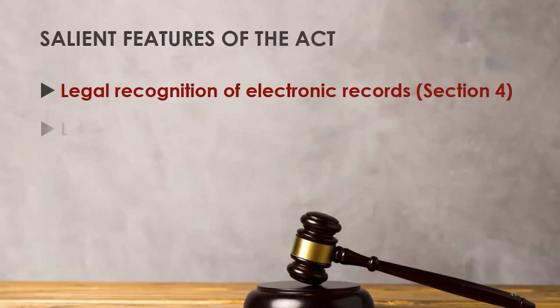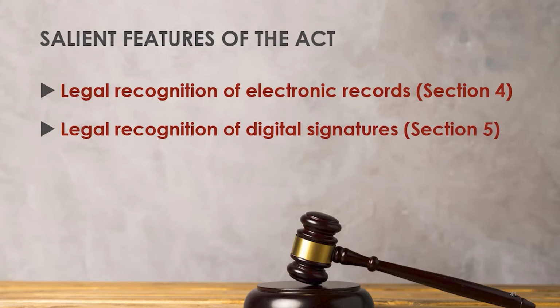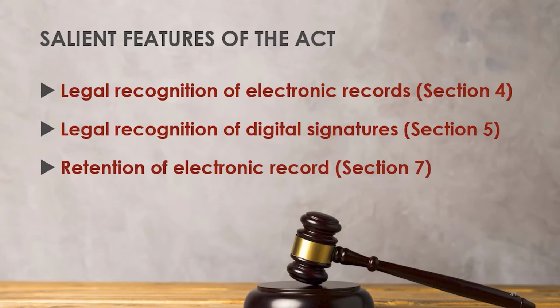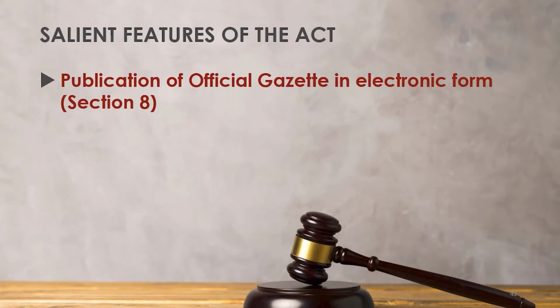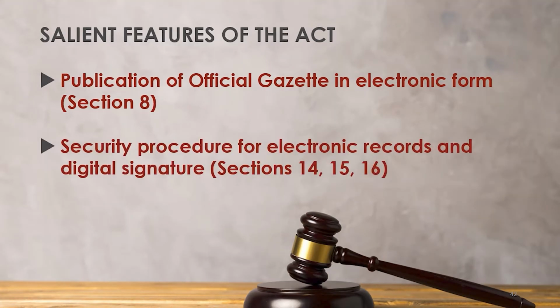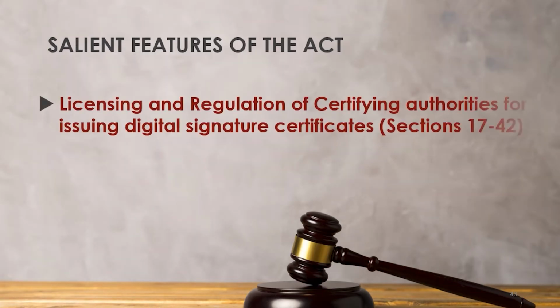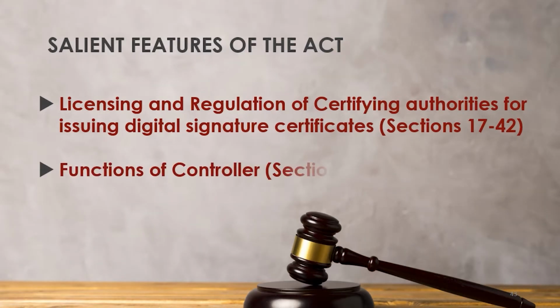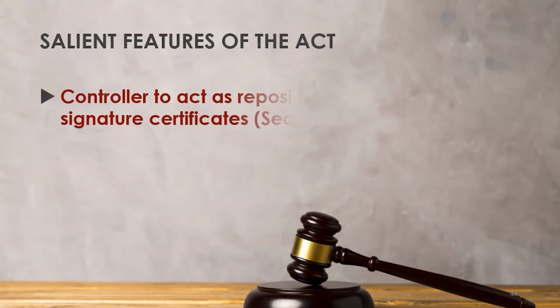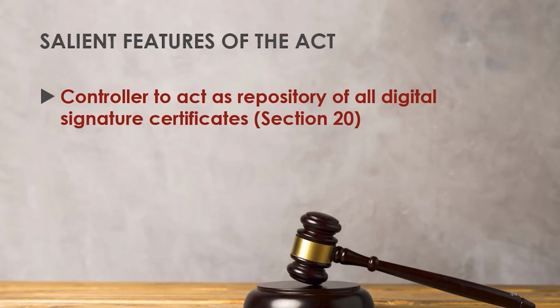And if you look at further, legal recognition of electronic records and legal recognition of digital signature has been given in section 5, and retention of electronic records section 7, and publication of official gazette in electronic form, that is section 8, and security procedure for electronic records and digital signature sections 14, 15 and 16, licensing and regulation of certifying authorities for issuing digital signature sections 17 to 42, long sections, and functions of controller section 18, and controller to act as a repository of all digital signature certificates.